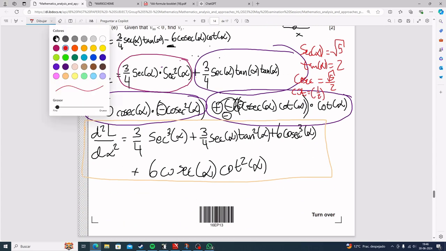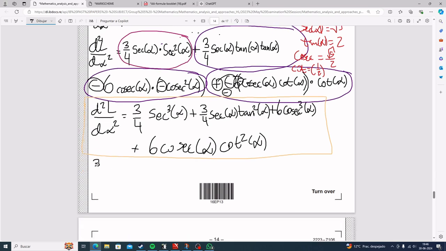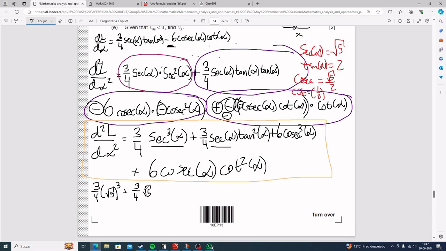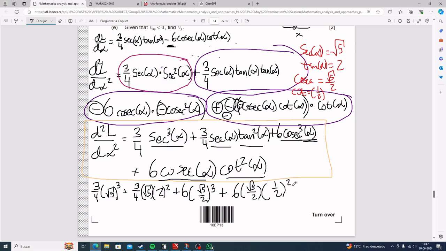Okay, cool. So if you plug in all of that stuff, on the one hand you end up with 3 over 4 times sec cubed. Sec we said was square root 5, so you get square root 5 three times. Plus 3 over 4 times sec alpha, square root 5, times tangent squared, so times 2 squared. Plus 6 times cosec cubed, so square root 5 divided by 2, times cotangent squared, so 1/2 squared.